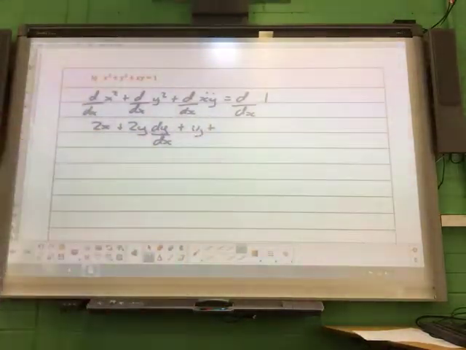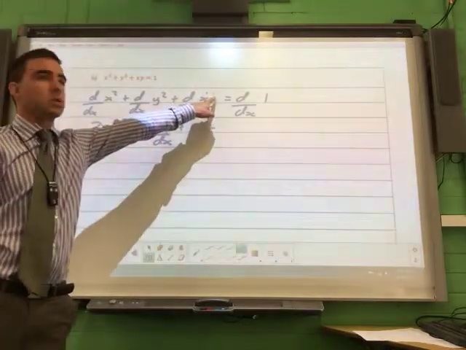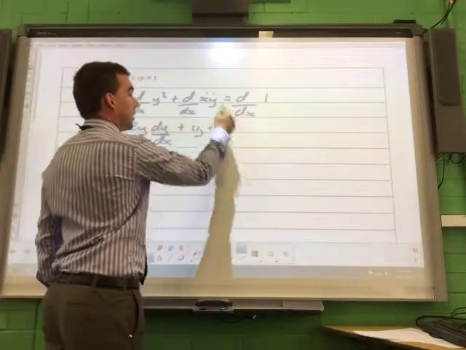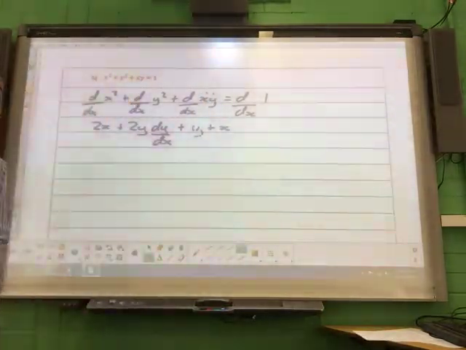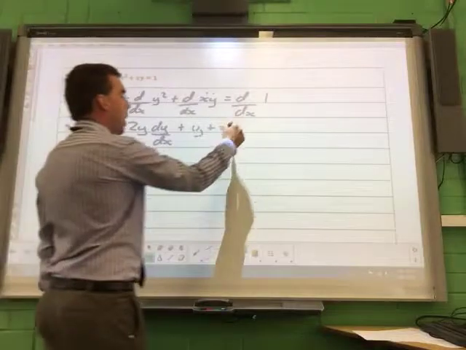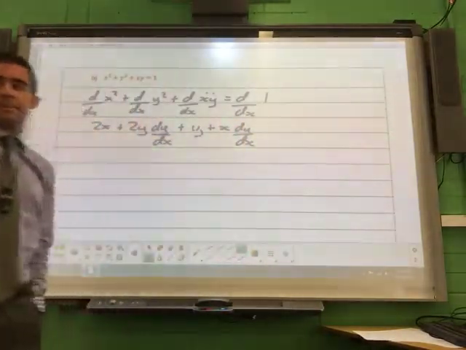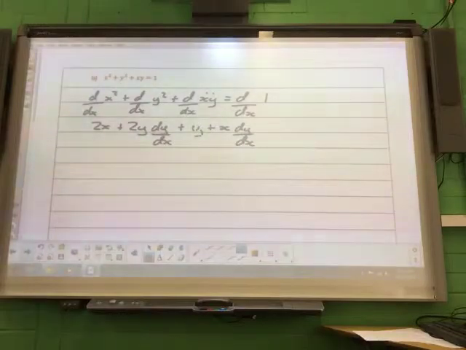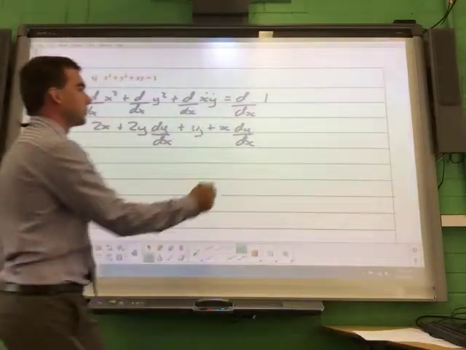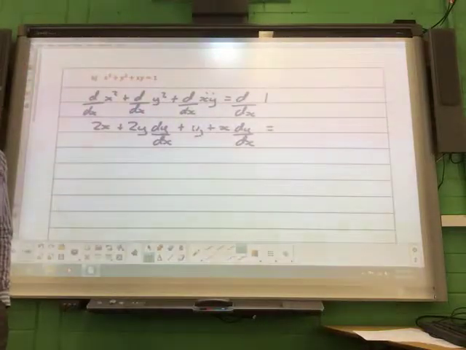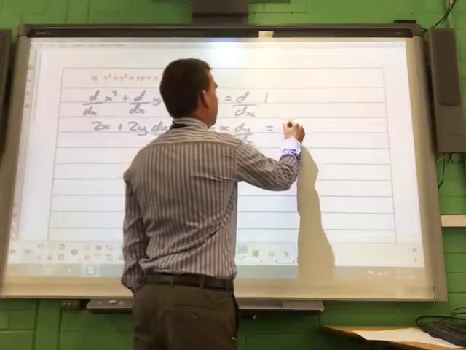Plus the first times the derivative of the second. So we've got x times the derivative of y. So the x, differentiate y, we have 1, so it'll be 1 lots of dy/dx. Which equals the derivative of a constant number, which is 0.